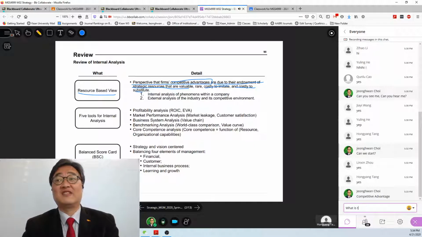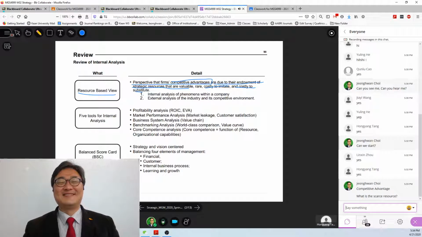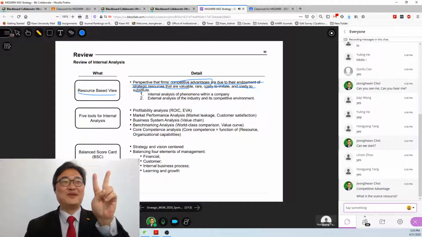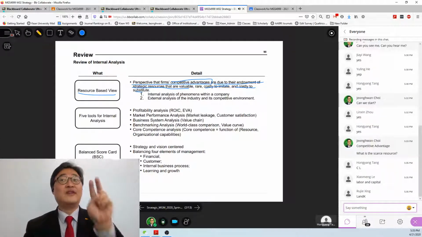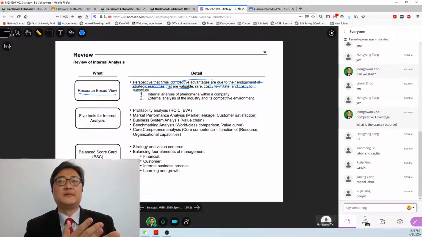What is the scarce resource that cannot be replicated by other competitors? What is the scarcest resource? Do you remember? As business problem solvers, we manage only two. What are those two? Capital and labor. So between labor and capital, between money and people, what is the scarce resource? People. Exactly.